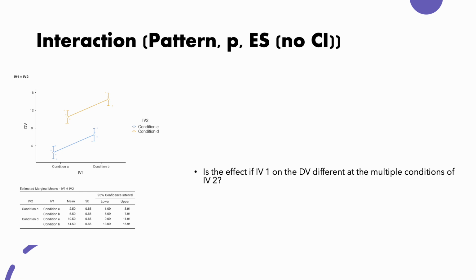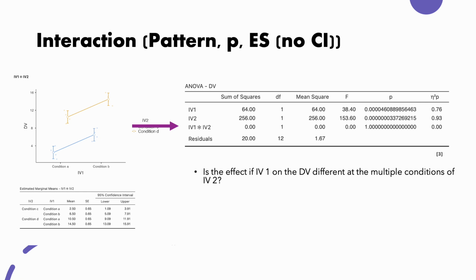It just matters that the effect of independent variable 1 on the dependent variable is different at the different conditions. In this case, we can clearly see for both condition C and D of IV2 that condition B is higher than condition A. Now, when you're using real data and you have actual conditions inputted into your file, this will make more sense. But ultimately, an interaction is a test of slope differences. So in this case, we do not see an interaction pattern.